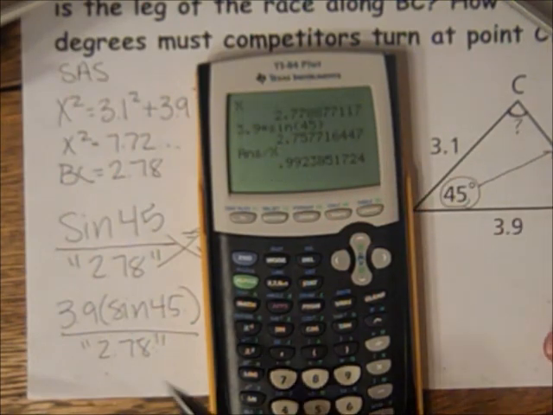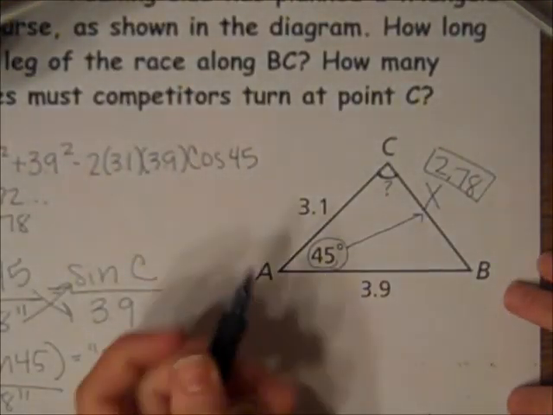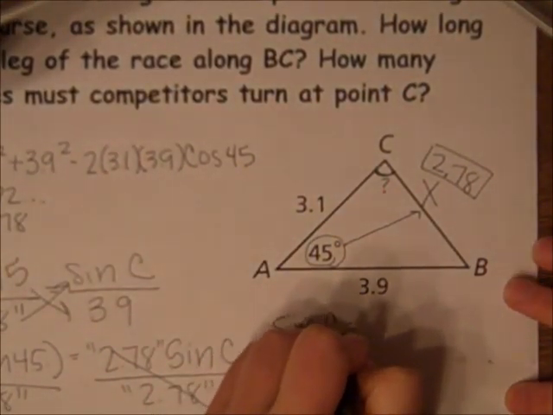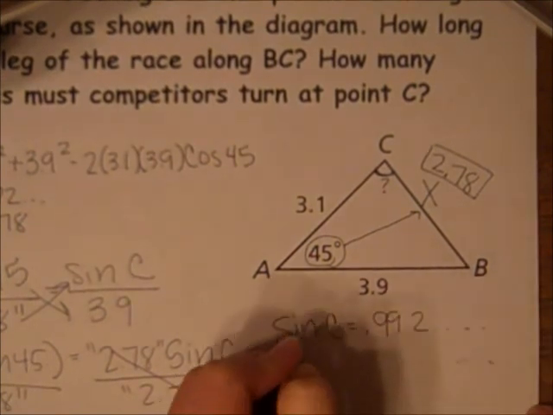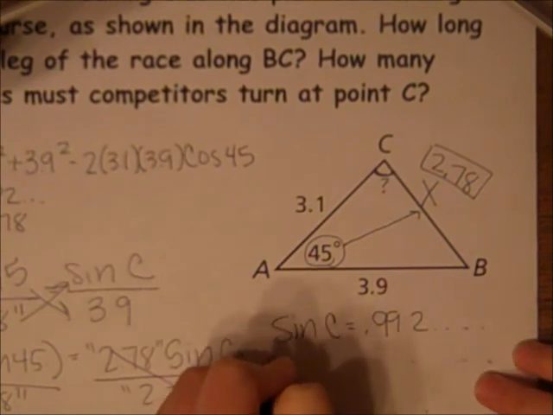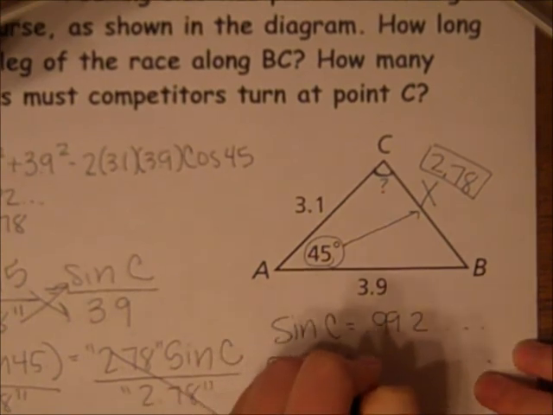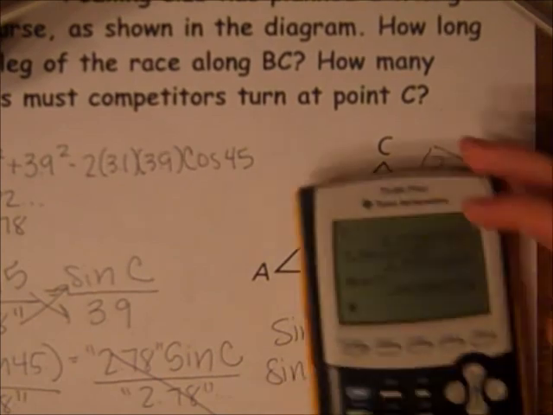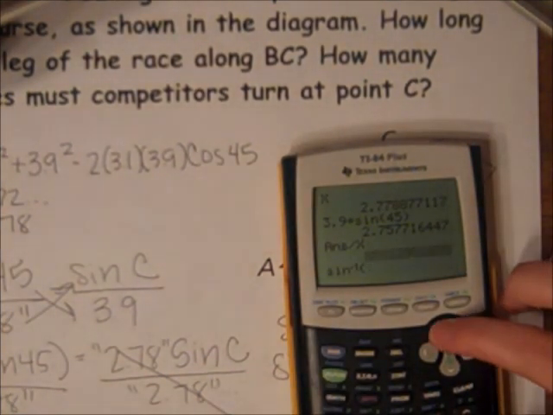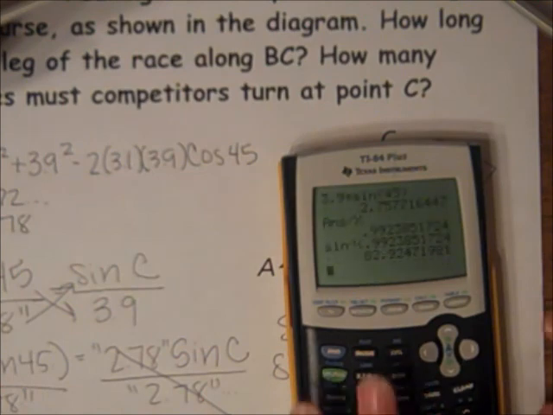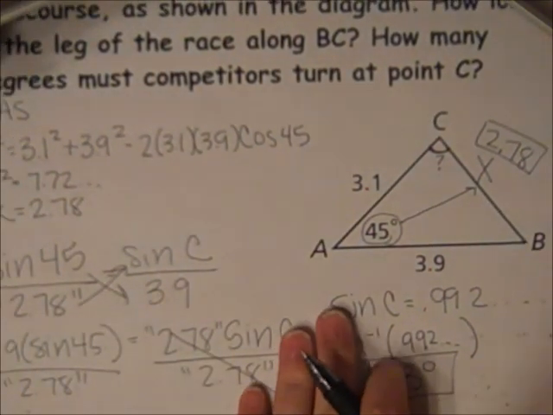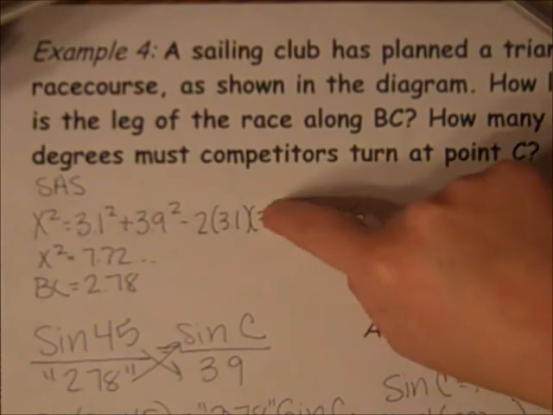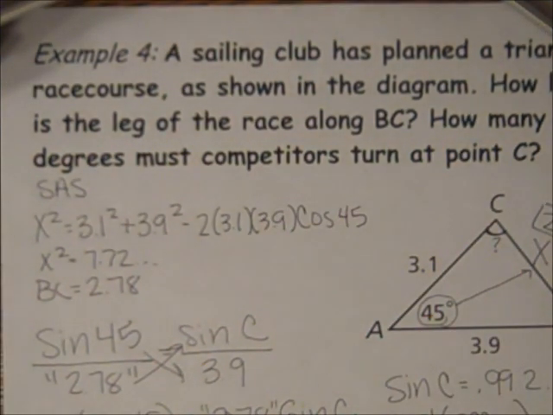So enter. What that means is the sine of C is equal to 0.992 and so on. If I want an angle measure, I'm going to do inverse. So I'm going to do sine inverse of 0.992 and so on, sine inverse of all of this. And the degree is 83 degrees. Okay, so this word problem was kind of a lot because you had to do both law of cosines and law of sines, so it had everything in it together.